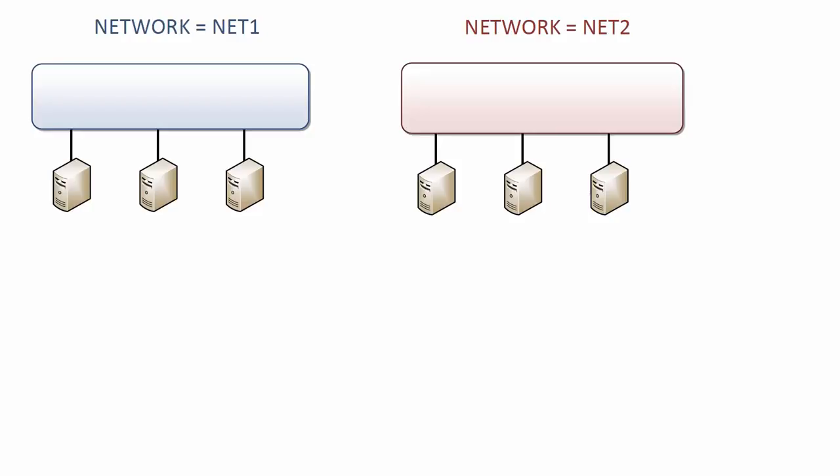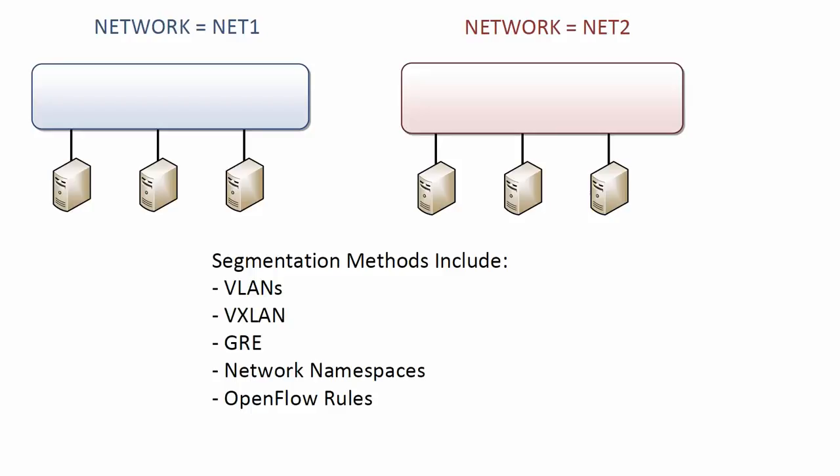Separation of virtual networks is known as segmentation. Behind the scenes, various technologies can be used to keep OpenStack networks segmented across the infrastructure. This can include combinations of traditional VLANs, tunneling protocols like VXLAN and GRE, Linux network namespaces, and OpenFlow rules. I do have videos on my YouTube channel talking about some of these areas in more detail.